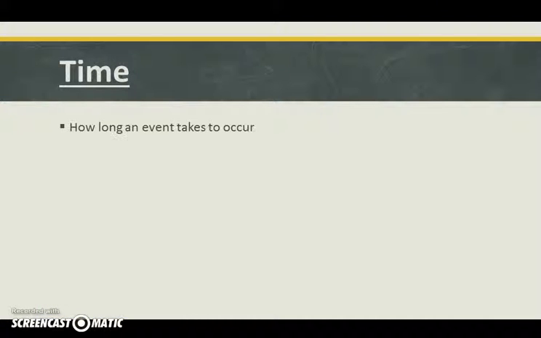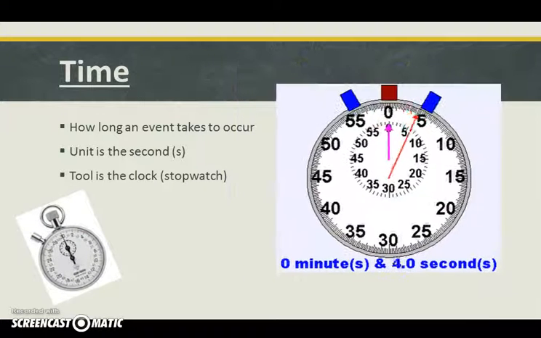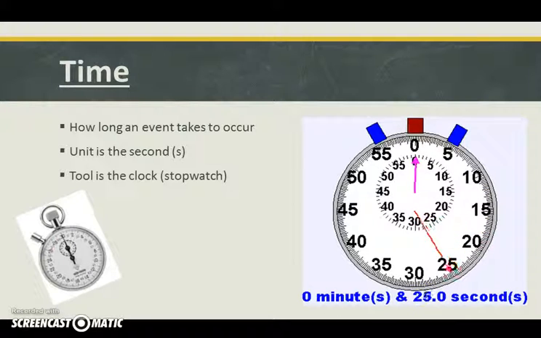Another thing that we're going to be looking at is time, so how long it takes for an event to occur, and we are going to use seconds, so that's nothing new. But if you are given something that's in minutes or hours, you will need to be able to change that to seconds. And what we're going to look at is the clock and the stopwatch. Okay? So we will be doing some experiments where you'll have to time some things, and we'll be using stopwatches for that.